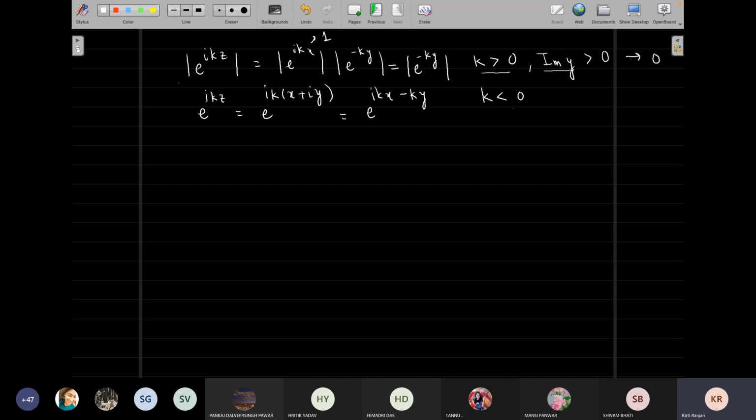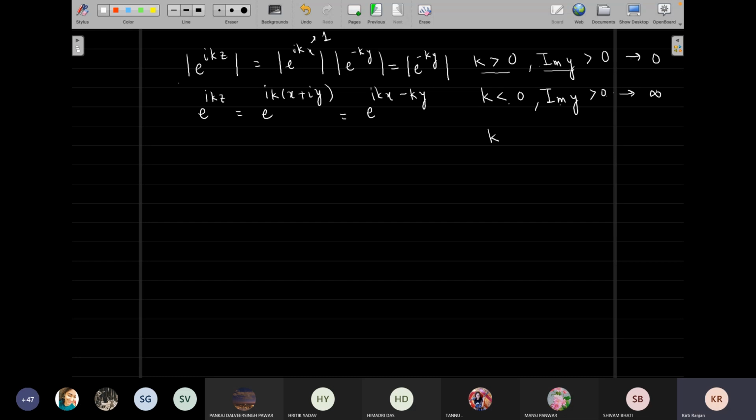What about if k is less than 0 and we are taking imaginary y greater than 0? That is, k being less than 0 and I try to see it in the upper half, then what will happen? This goes to infinity, which means that my function is no longer bounded. So if I select k greater than 0, the only way I am going to solve it is in the upper half.